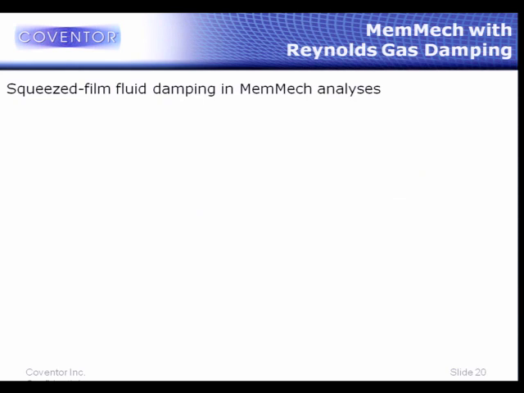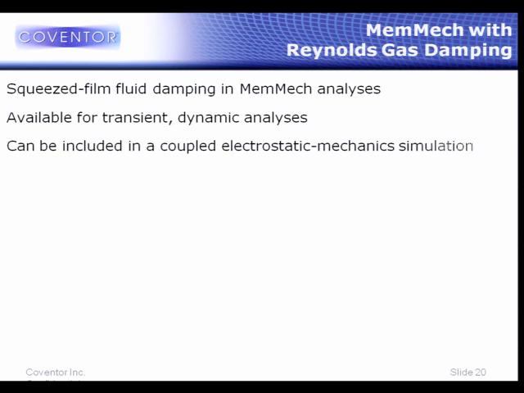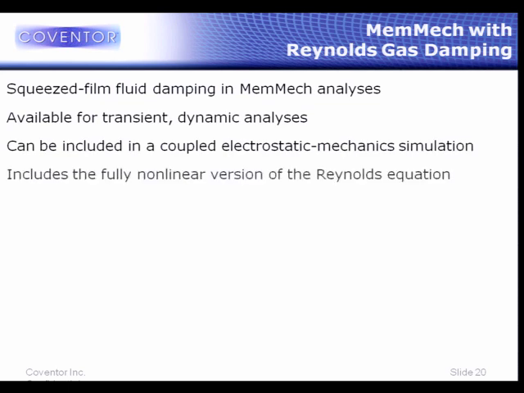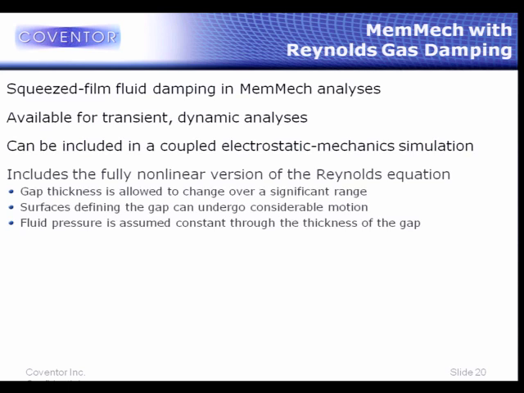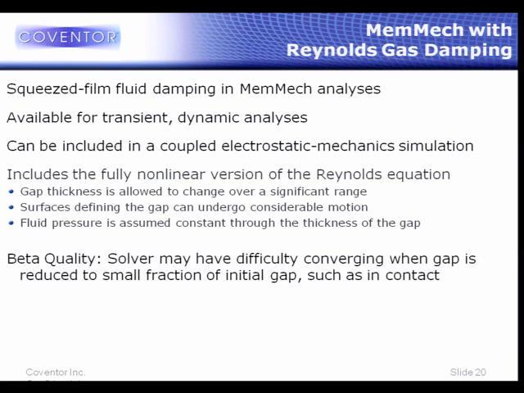We added one more thing to MEM-Mech in the Coventorware 2010 release, which is the ability to include squeeze film damping, and that can be applied in transient analysis. What's interesting is that it's a fully nonlinear version of the Reynolds equation, so as two things come into contact, there's a lot of nonlinearity that happens, and this implementation captures that. A caution is that we're still improving this solver, and occasionally when things come into contact, you might have difficulty getting it to converge, and that would be an opportunity to call your friendly Coventor support team for help.